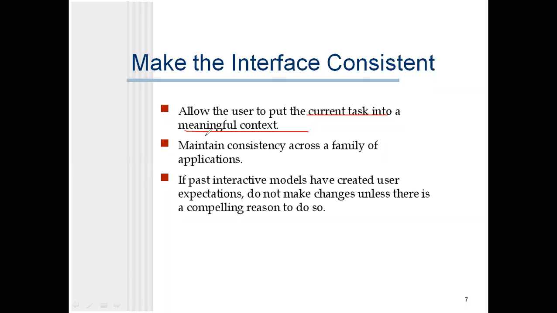Suppose our college website has many options there. If we click on those options, it will provide some internal information whatever our college has, isn't it? So like that, you need to provide meaningful context or information to a customer. Maintain consistency across a family of applications. Some applications need to work together. In such a case you need to provide the total information related to a particular option.